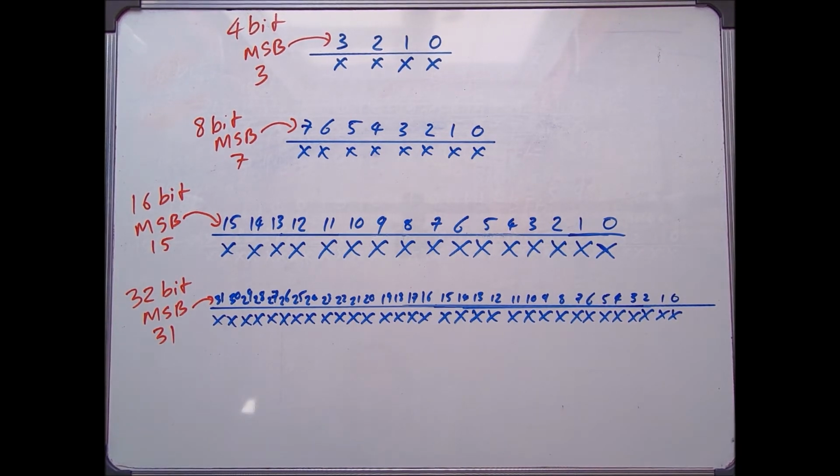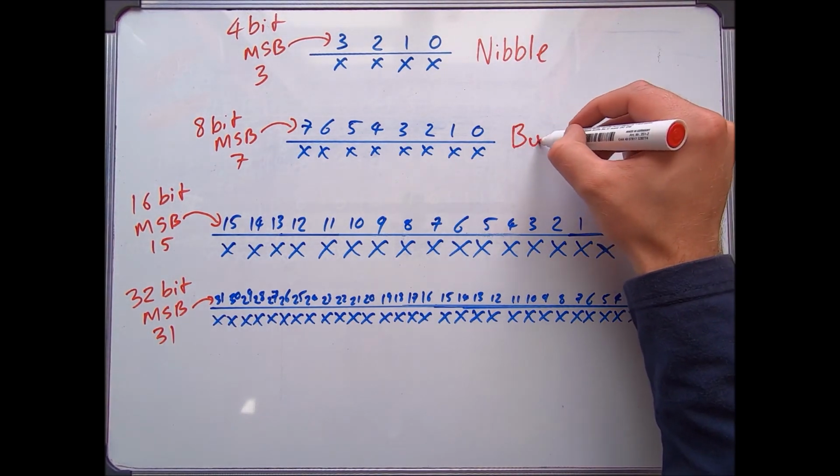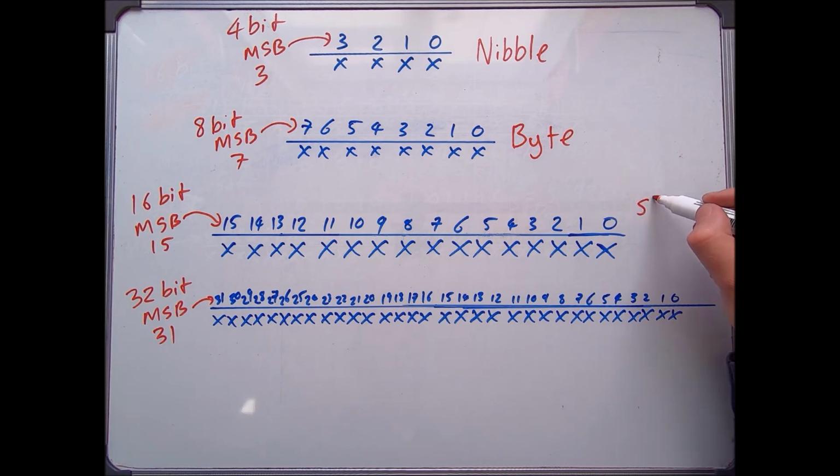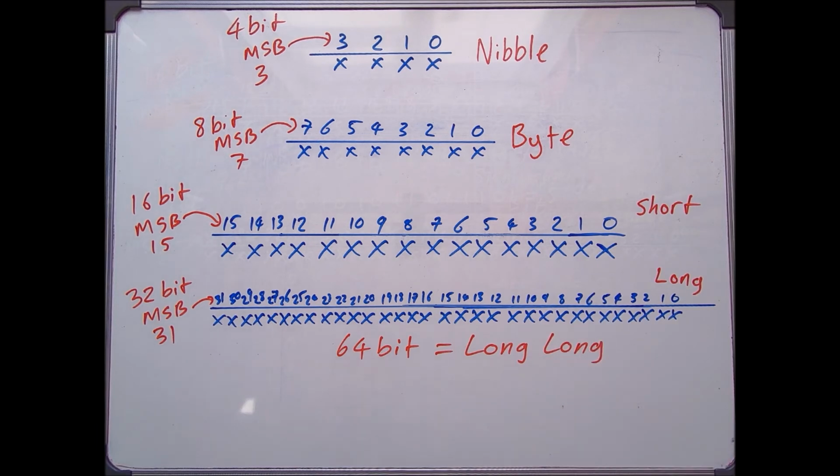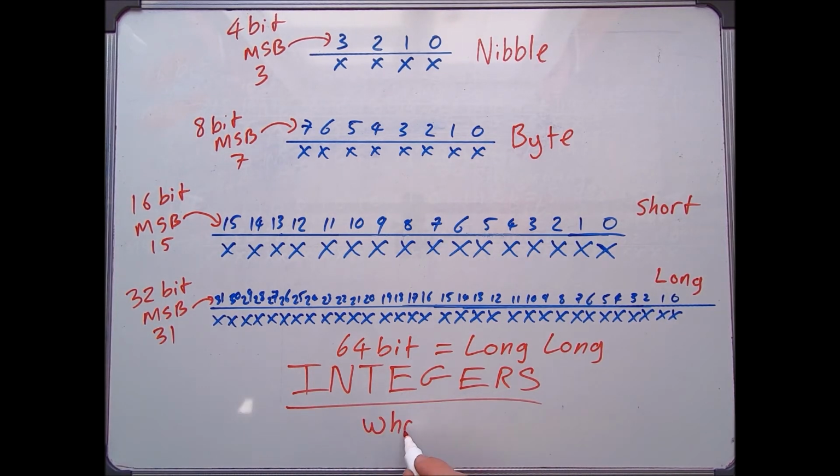In embedded software, a 4-bit word is called a nibble, an 8-bit word is called a byte, a 16-bit word is called a short, a 32-bit word is called a long, and a 64-bit word is called a long. Typically, programmers will refer to these numbers as integers because they can only store integer values, or whole numbers.